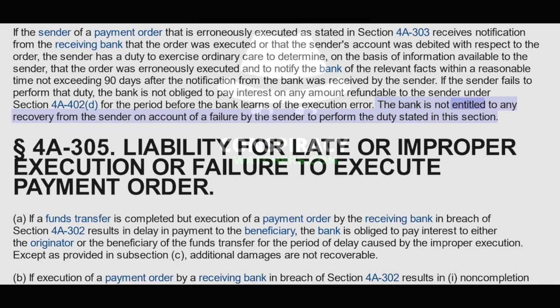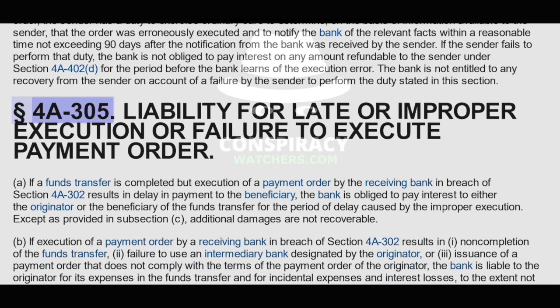The bank is not entitled to any recovery from the sender on account of a failure by the sender to perform the duty stated in this section. Section 4A305. Liability for late or improper execution or failure to execute payment order.